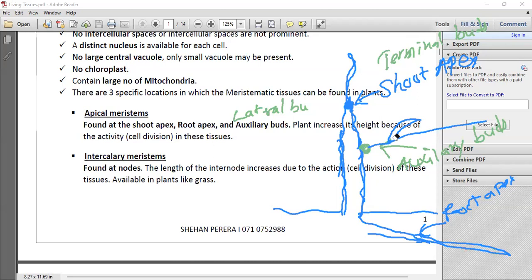Clear, sir. Upeksha, Elisha? Yes, sir. Okay, perfect.